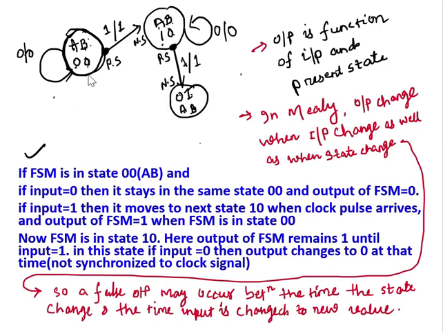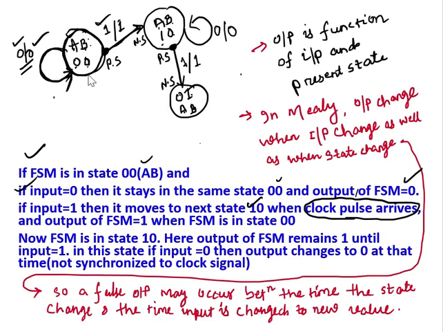So when we are in state AB, that means 0 0, and input 0 comes, then it stays in the same state, and the output of the FSM equals 0. If input equals 1, then it will move to the next state, and the next state is AB, that is 1 0. It will move to the next state only when the clock pulse arrives. That you have to remember.